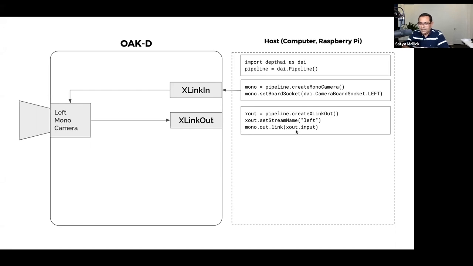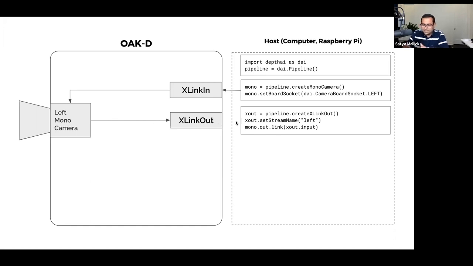Okay. Now we will link the output of this camera, mono.out.link, so this output gets linked to the input of this xout. As I mentioned before, every node has inputs and outputs, and some of these nodes can have multiple outputs.